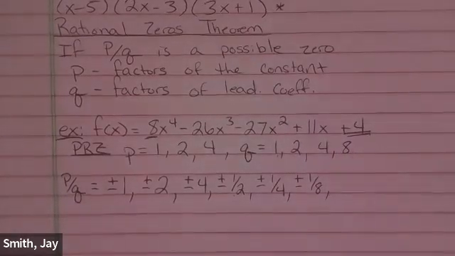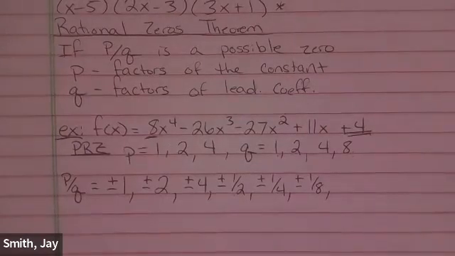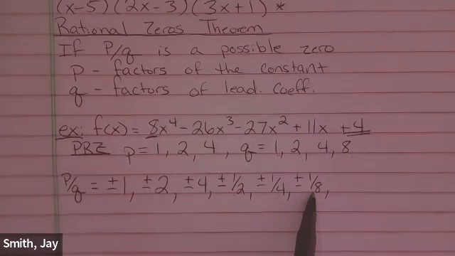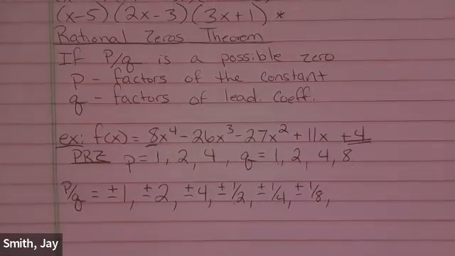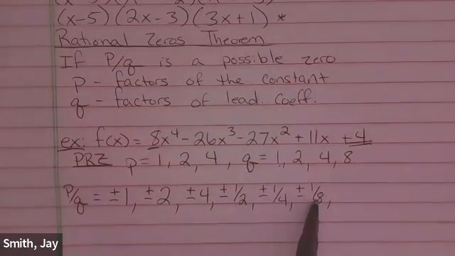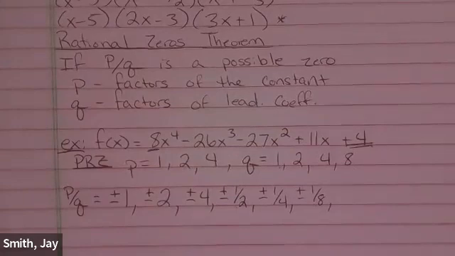So our list of possible rational zeros is 1, 2, 4, 1/2, 1/4, and 1/8, being both the positive and the negative representation of each of those numbers. So we have 1, 2, 3, 4, 5, 6, or a total of 12 possible rational zeros.